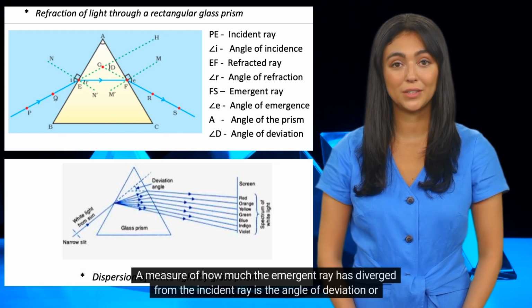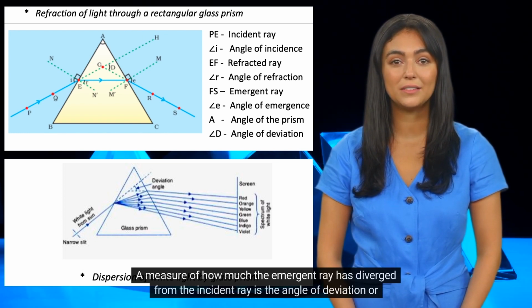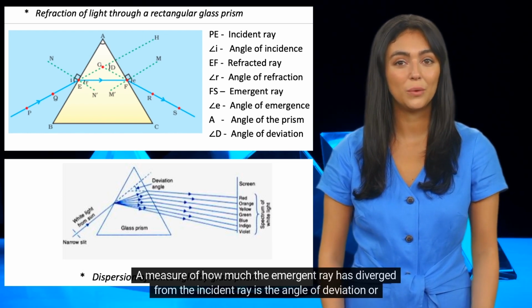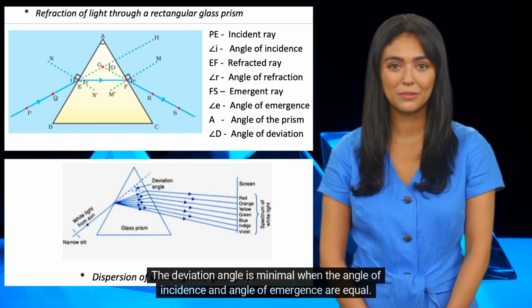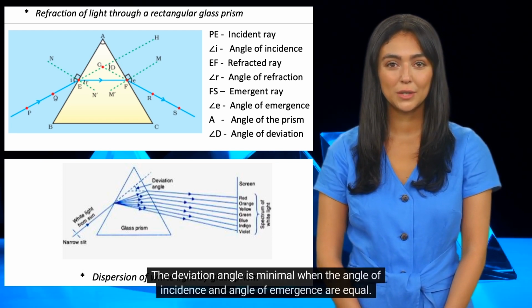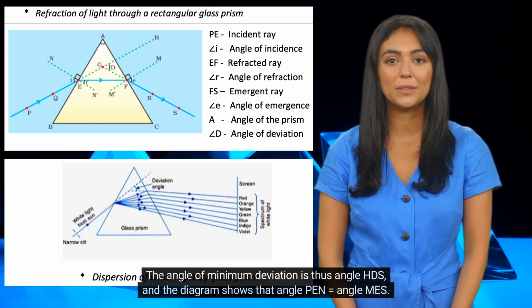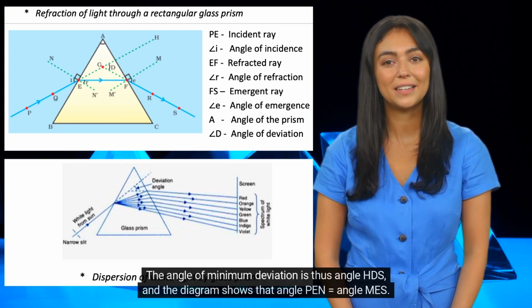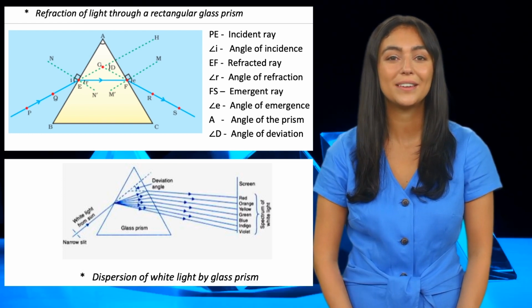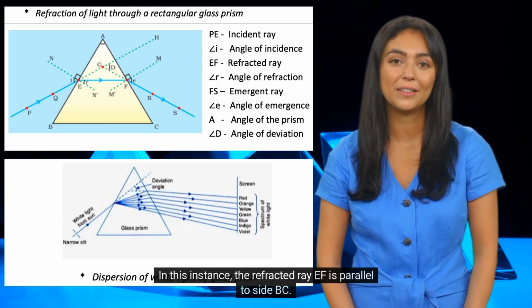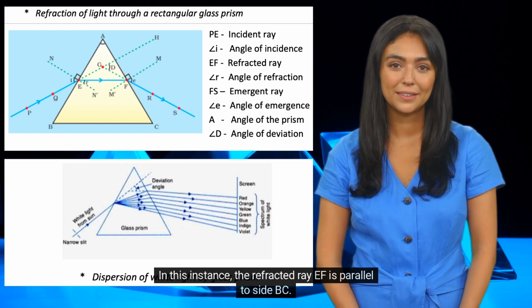A measure of how much the emergent ray has diverged from the incident ray is the angle of deviation, or angle HDS. The deviation angle is minimal when the angle of incidence and angle of emergence are equal. The angle of minimum deviation is thus angle HDS, and the diagram shows that angle PEB equals angle MES. In this instance, the refracted ray EF is parallel to side BC.